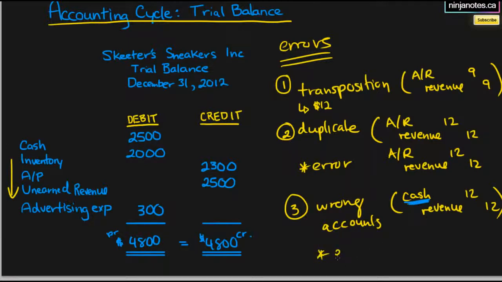In this case, this is another error. I've gotten all of these different types of errors off of the wiki page for trial balances, so you can of course go there. There's a bunch more errors if you want to know all of them. I just listed a few to show how the trial balance doesn't cover all errors. It just basically confirms that the debits equal the credits.